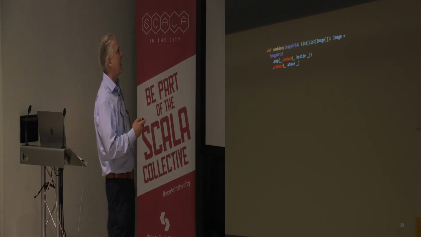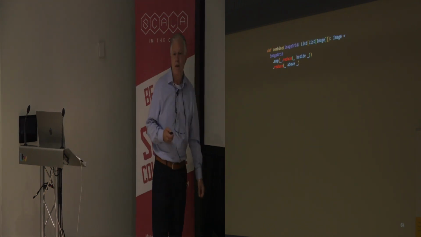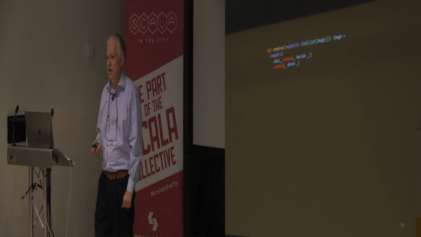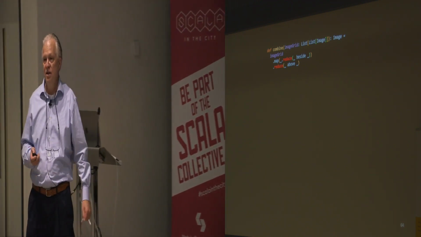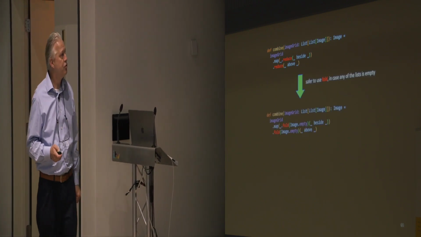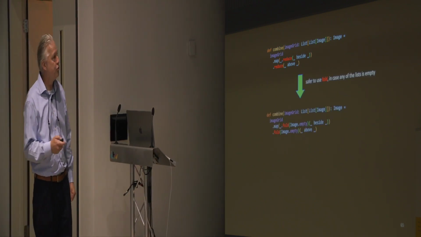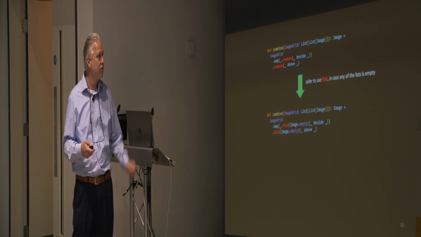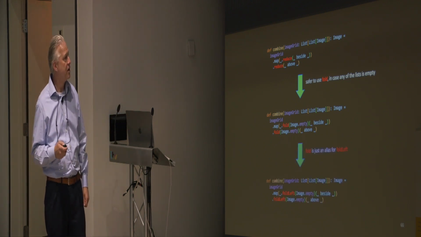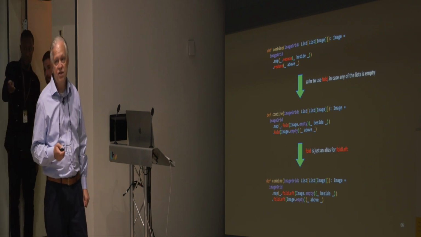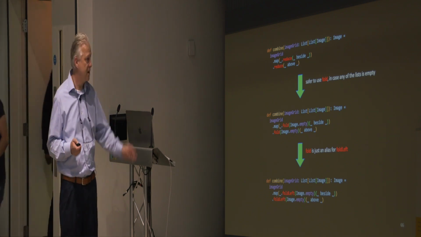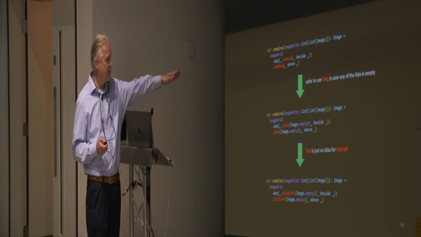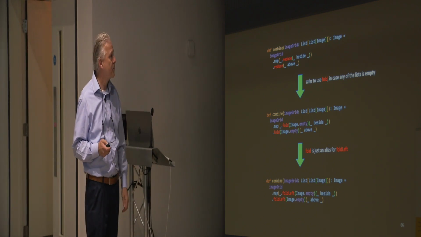So that's the code we have, but it's a bit unsafe because, as you know, if you call reduce on an empty collection, you get an exception. So to be safer, we use fold instead. Now, to do that, we need to tell fold what to return when the collection is empty. So we tell it to return an empty image. And also, fold is just an alias for foldLeft. So let's be explicit about that. So our combine function is using foldLeft.